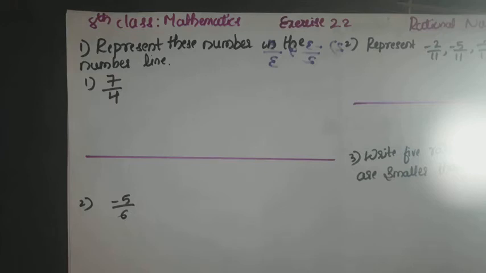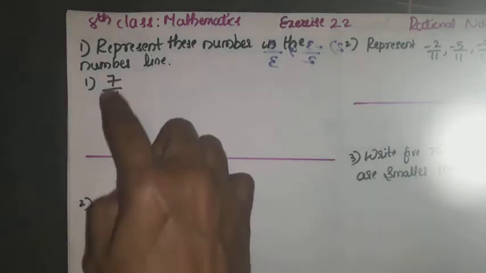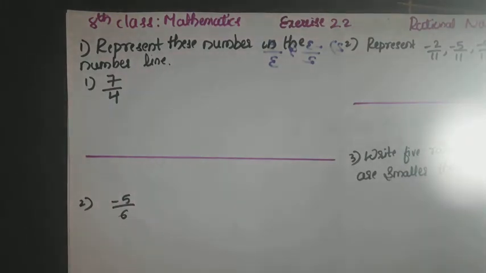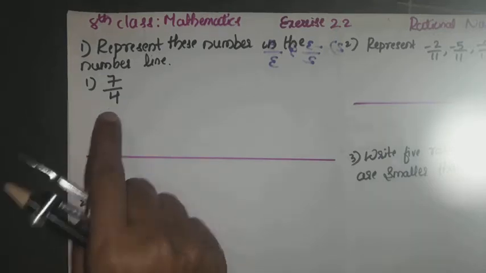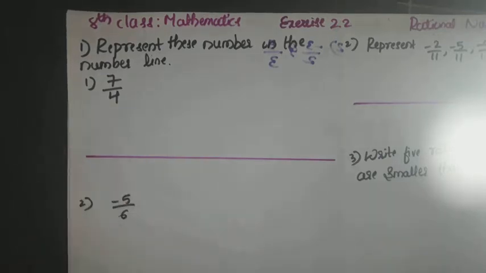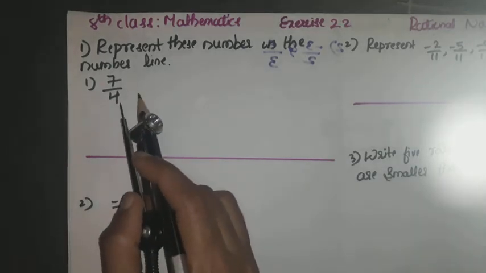Dear students, the second exercise of rational numbers of class 8th. Here the first question is to represent these numbers on the number line. The first question is 7 by 4. Here we need to divide the parts. The denominator is 4. So I divide each number into 4 parts.